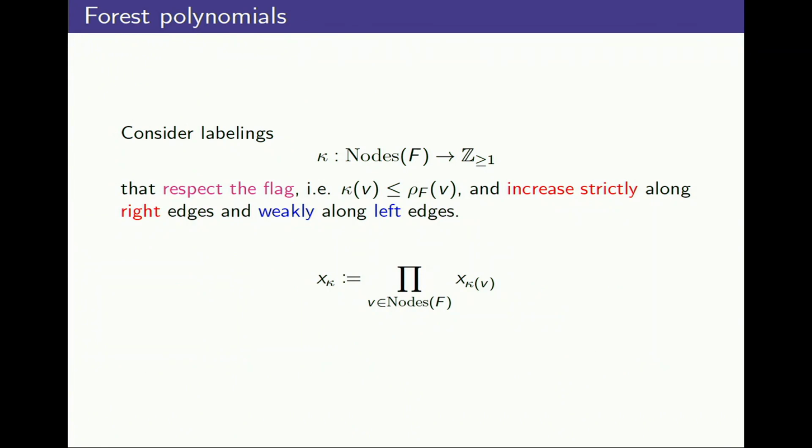All right, so I'm going to cook up polynomials, so I need to attach monomials. The monomials have to obey the following conditions. They have to respect the flag. So at every internal node, the integer I assign cannot exceed the bound imposed by the flag. Furthermore, they increase strictly as you go along right edges. So if you go to the right, going down, then they increase strictly, and if you go to the left, they increase weakly. And with any such labeling is attached the obvious monomial. Take x sub kappa v over all nodes in your forest.